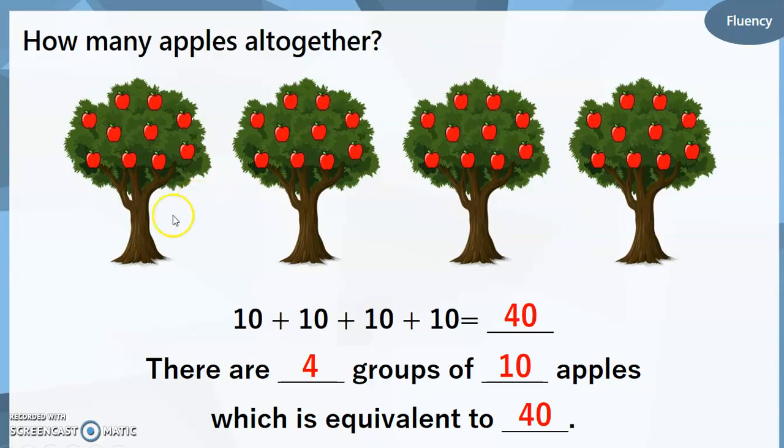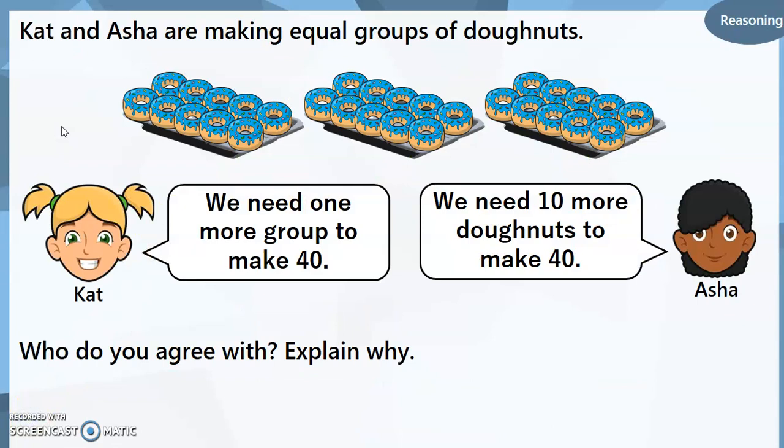It is the same. And here is a reasoning problem for us to do. Kat and Asher are making equal groups of donuts. It says we need 1 more group to make 40. We need 10 more donuts to make 40. And we have to say who we agree with and why.